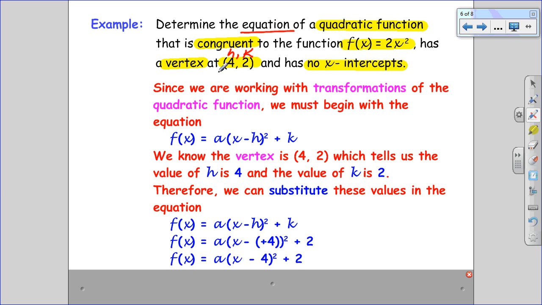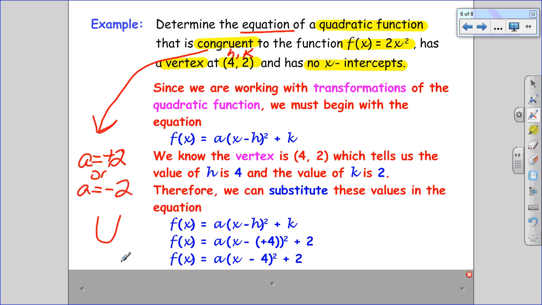The next thing I have to look at here is it's congruent to f(x) = 2x². So what that tells me is a is positive 2, or a is negative 2. Right? That's what this piece of information is telling me. The big question I have to ask myself is, how do I figure that out? If a is positive 2, my function's opening up. If a is negative 2, my function opens down.